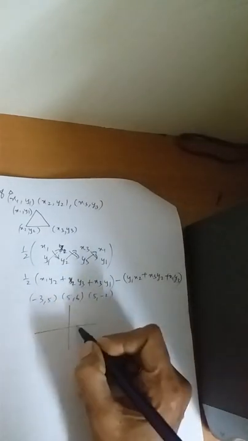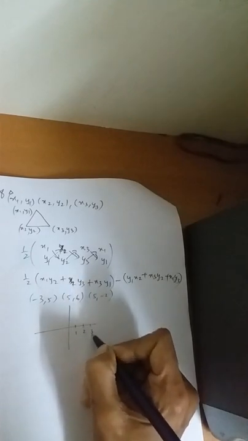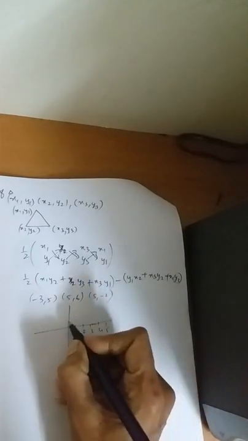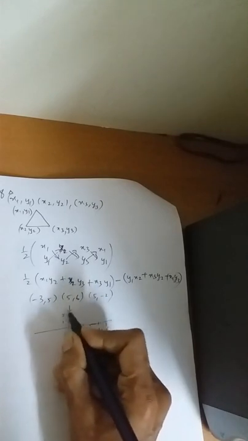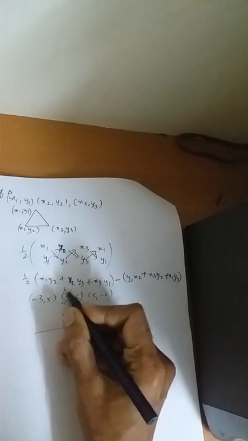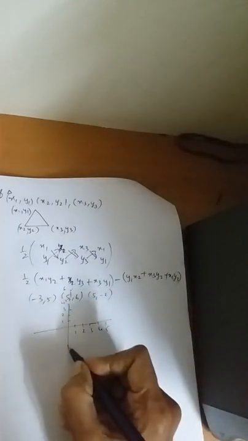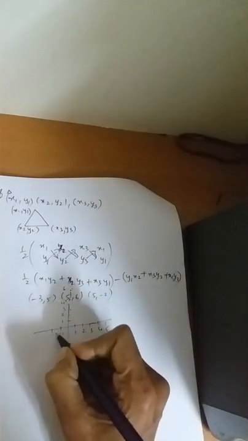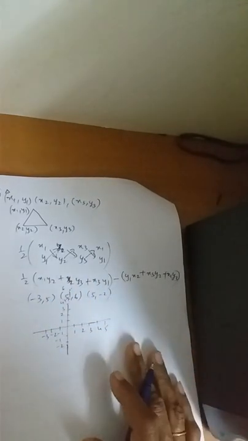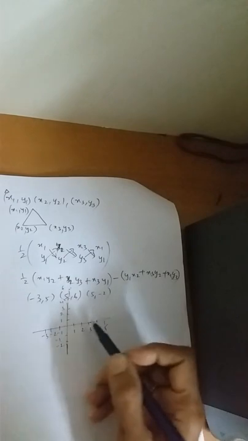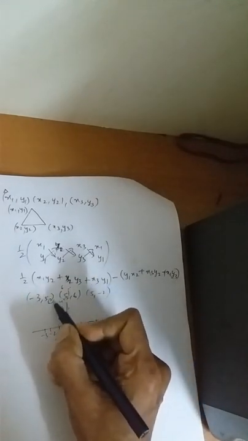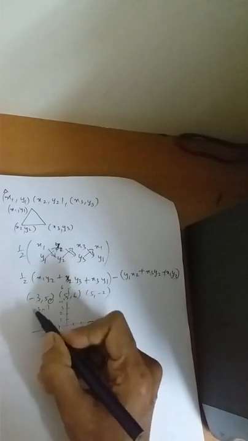So here you have 1, 2, 3, 4, 5, till 5. Here you have till 1, 2, 3, 4, 5, 6. Somewhere 6 will come over here. And here you have minus 1, minus 2, minus 3, roughly you plot. Now the first point is minus 3, 5. So this is your minus 3 and 5 will be somewhere over here. This is your minus 3, 5.